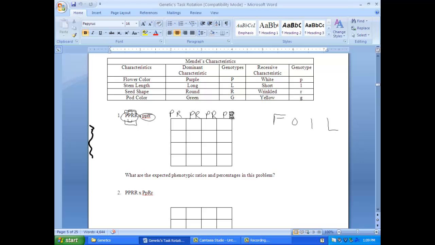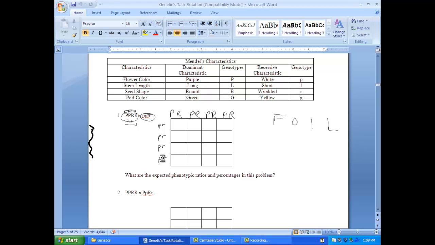All right. Next one. We have the next parent. FOIL method. First P, first R. So this is lowercase p, lowercase r. This is all going to end up being lowercase p, lowercase r, based on the combinations of alleles. So the first P and first R, the outer P and the outer R, the inner P and the inner R, and the last P and the last R, we are going to get all recessive traits.